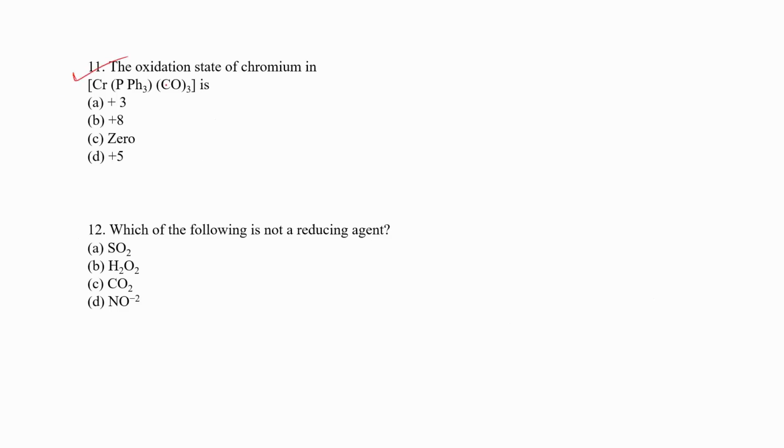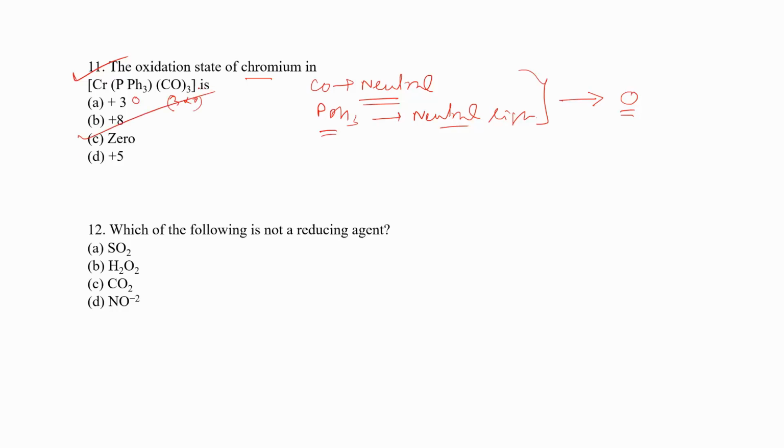This is a very important question. Oxidation state of the chromium. Look, already I have told in the previous class that CO is a neutral ligand. Similarly, phosphine, this is the phosphine type of ligand, triphenyl phosphine, PPh3. It is also a neutral ligand. And we know that a neutral ligand gives charge 0. So both give charge 0, that means chromium will have 0 oxidation state.